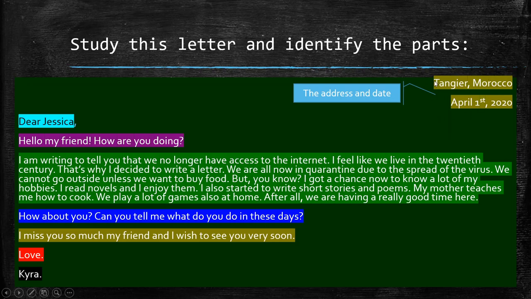What do you write here? We always write the address and date. Okay, so here we have the address and the date. I wrote only Tangier, Morocco, but for the address, you write your own address. Then next we have the name of the receiver, who is going to receive this letter. So we write Dear Jessica and we put a comma. You can say hi Jessica or hello Jessica or my dear Jessica or something, but usually we say dear.